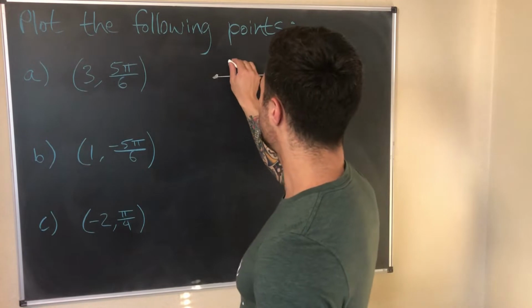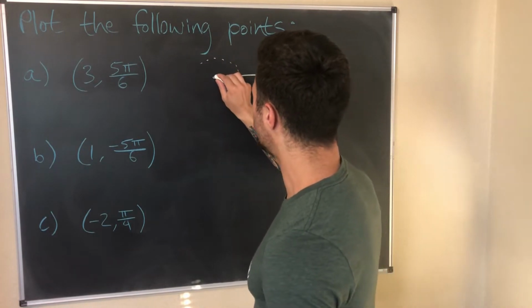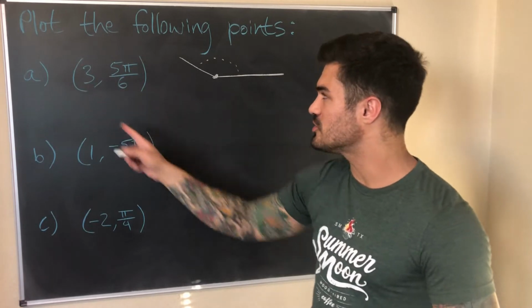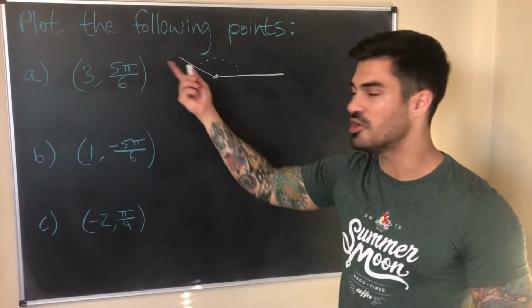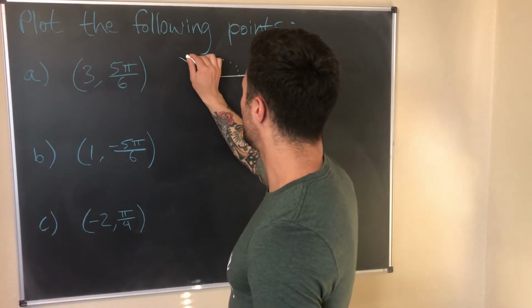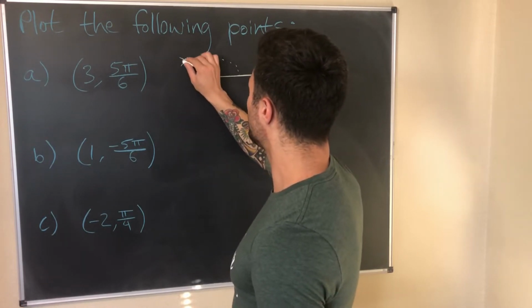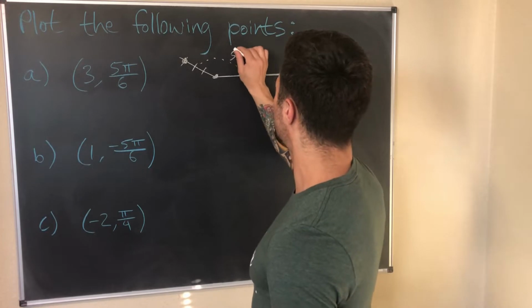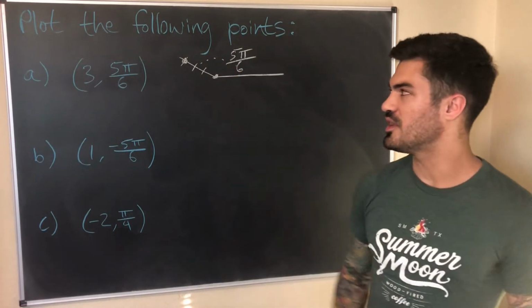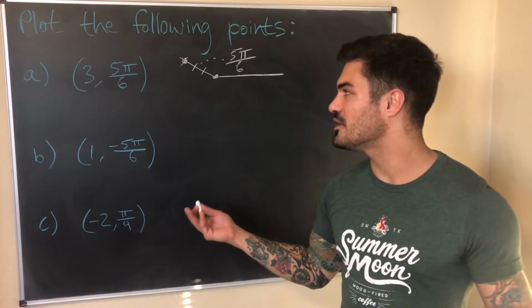So this angle theta is going to take me to right about here, 5 pi over 6, somewhere around there. It's not perfect. And then my r just tells me how far I'm going to go along that line. So in this case, I'm going to go 1, 2, 3. So this is my point right there. And this angle is 5 pi over 6. That's my angle theta there. Perfect, right? Not too bad.